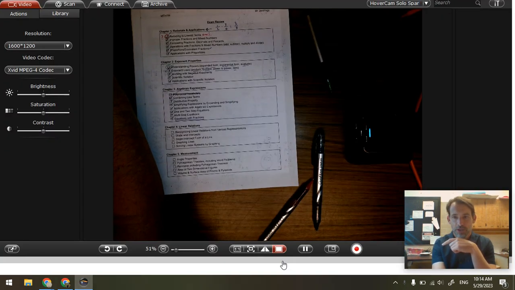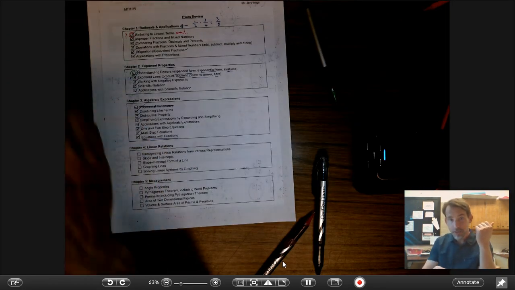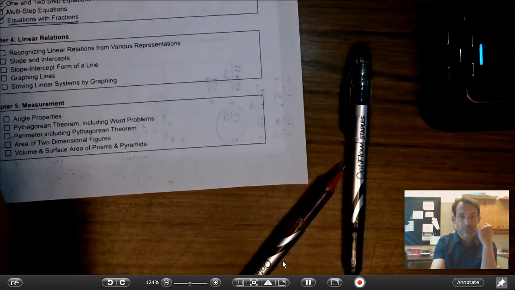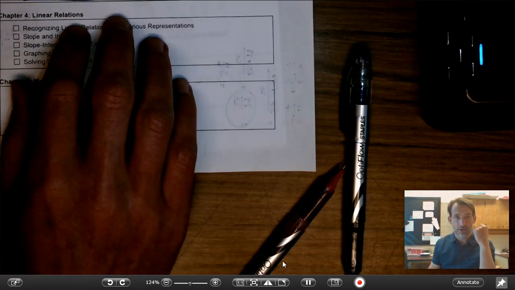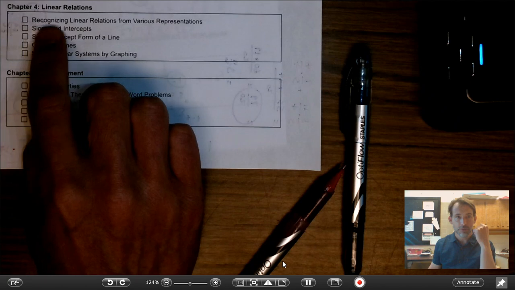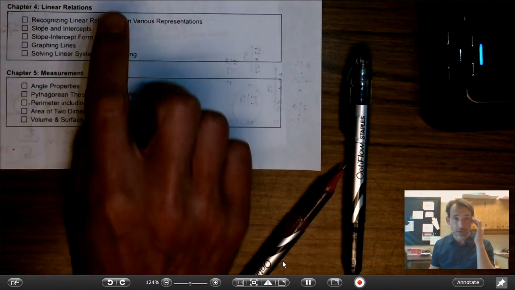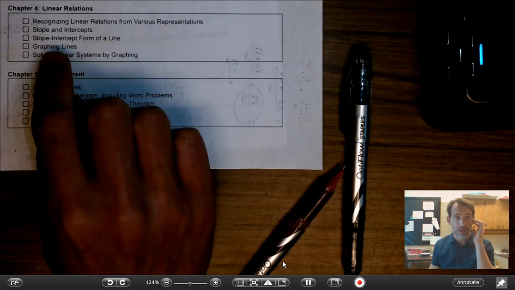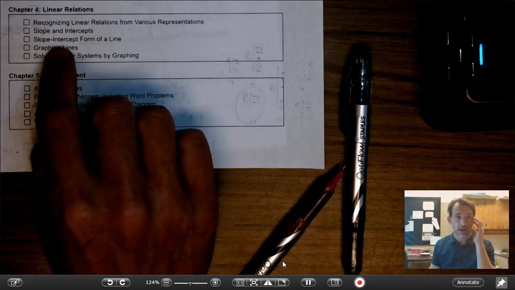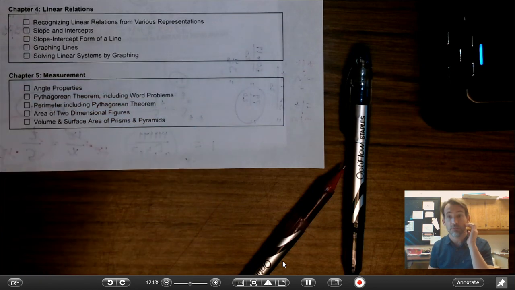Well, that's true. I do want you to learn all this material. That's why we're looking at chapter 4, linear relations, right now. These are the things that we want to be able to do. Recognize linear relationships from various representations. We'll take a look at that first. We want to know slope and intercepts, slope-intercept form of a line, graphing lines, and solving linear systems by graphing.